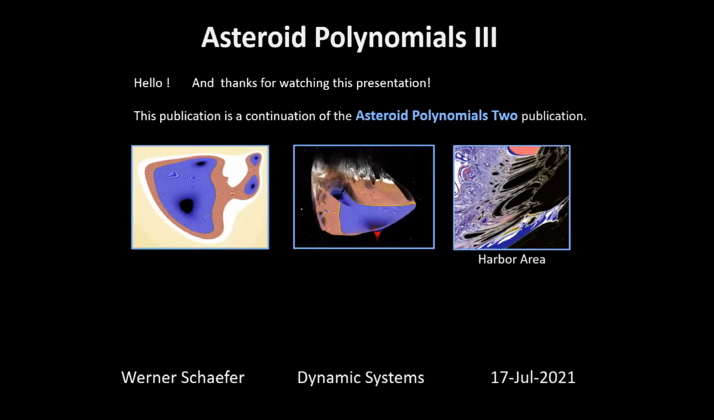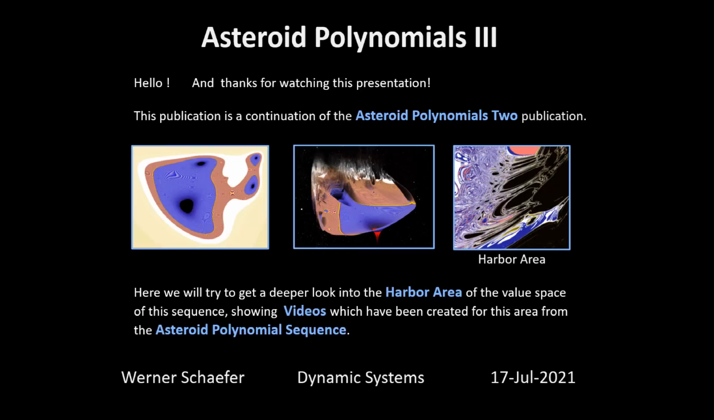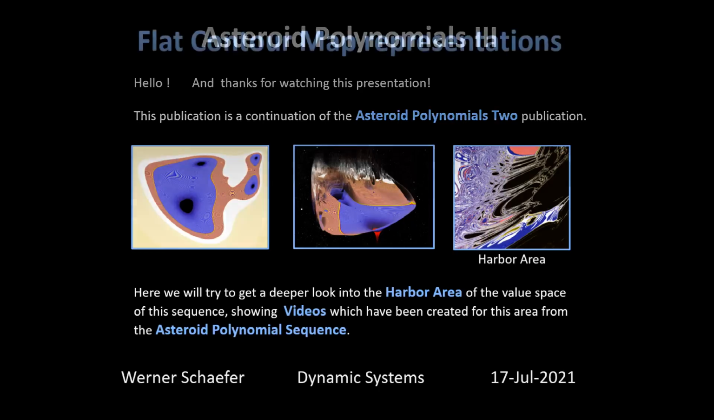This publication is a continuation of the Asteroid Polynomials 2 publication. Here we will try to get a deeper look into the harbor area of the value space of this sequence, showing videos which have been created for this area from the Asteroid polynomial sequence.